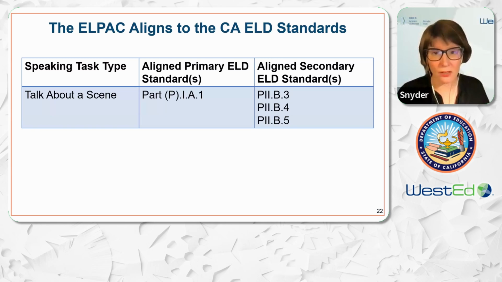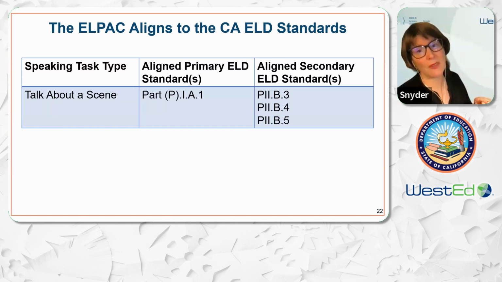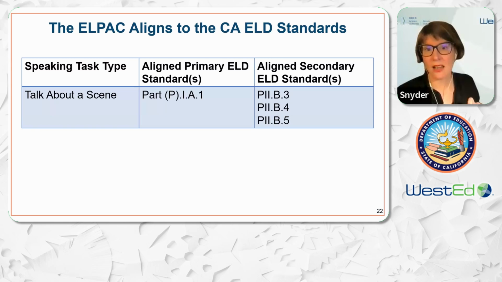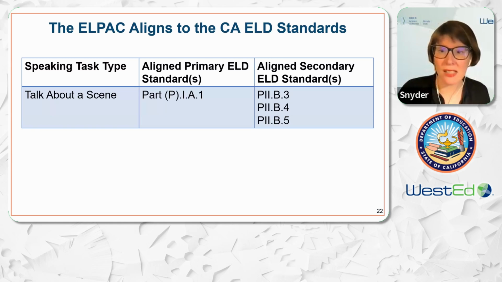And then the second row here on the slide provides an example for the talk about a scene speaking domain task type for grades 6 through 8. And it notes that its aligned primary ELD standard is Part 1, Strand A, Collaborative, Standard 1, Exchanging Information and Ideas. And its 3 aligned secondary ELD standards are Part 2, Strand B, Expanding and Enriching Ideas, Standard 3, Using Verbs and Verb Phrases, Part 2, Strand B, Standard 4, Using Nouns and Noun Phrases, and Part 2, Strand B, Standard 5, Modifying to add details.